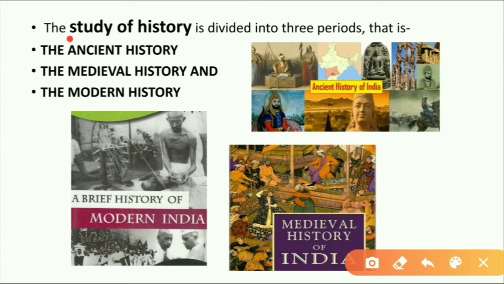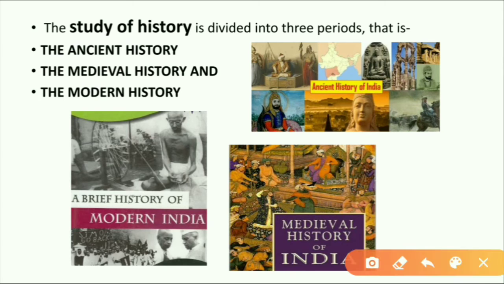Now, coming to the next point, the study of history is divided into three periods. Okay, students, the study of history is divided into how many periods? Three periods. What are those three periods? The first is ancient history, the second is medieval history, and the third is modern history. Now, what do you mean by the word ancient? Ancient means very old and no longer new. So one phase of history is ancient history.